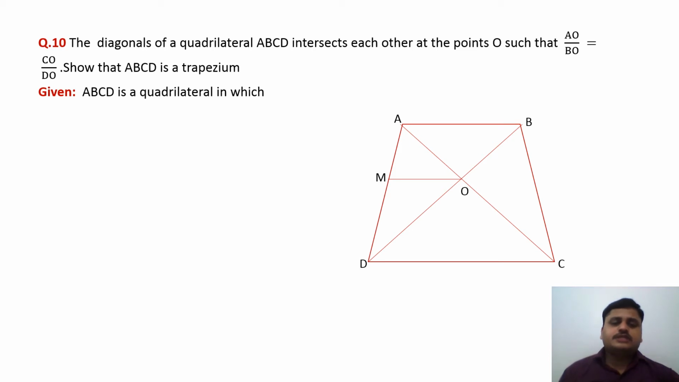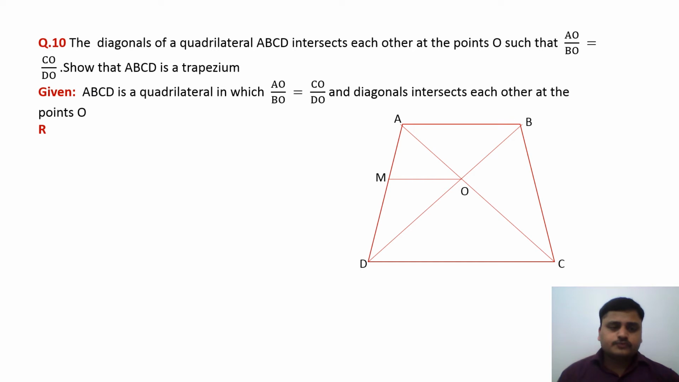Given: ABCD is a quadrilateral in which AO by BO is equal to CO by DO. Also, the diagonals intersect each other at point O. This is given in the question, so we will copy it. Now write down RTP. We need to show ABCD is a trapezium. To show this, we will simply show that one pair of sides is parallel, that is AB is parallel to DC, then it will become a trapezium.